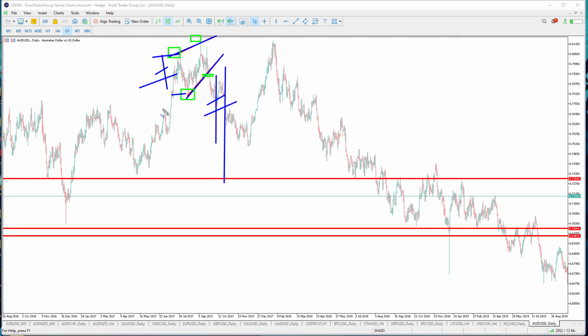This is the kind of pattern that needs too much practice. Download your platform, start practicing right now. You need to train your eyes. You need to understand what's happening in the market through these patterns. This is how it works.